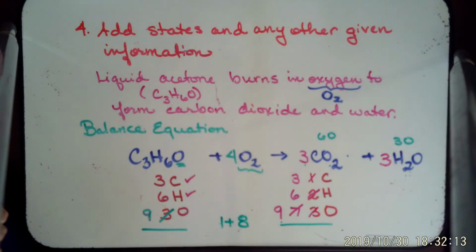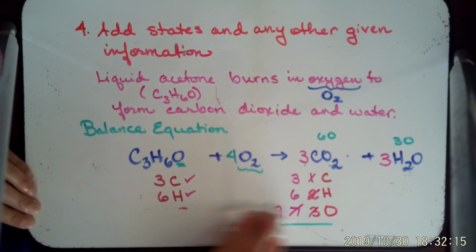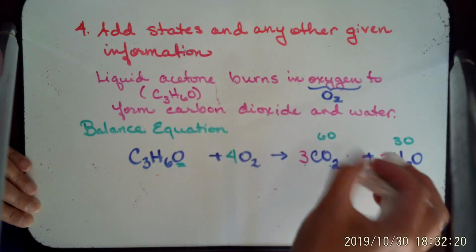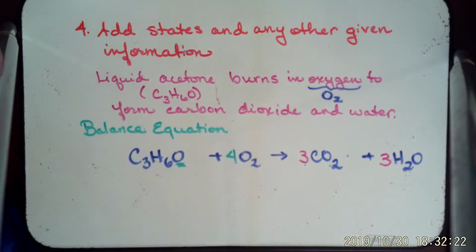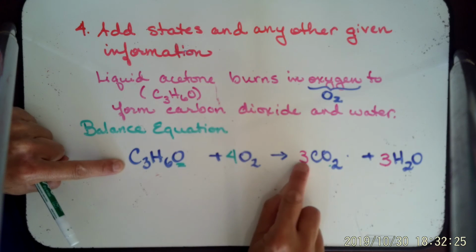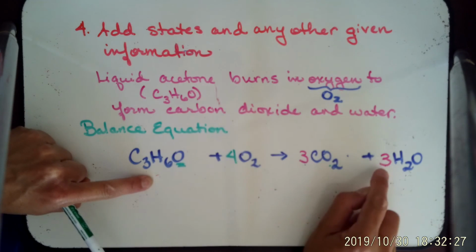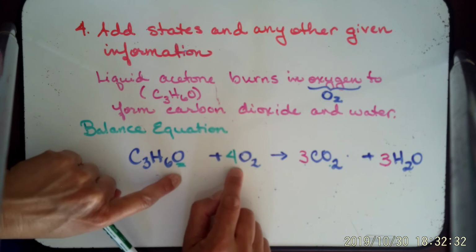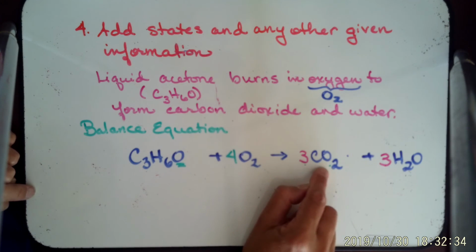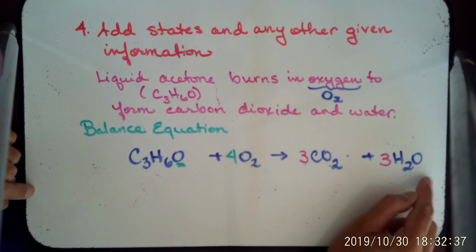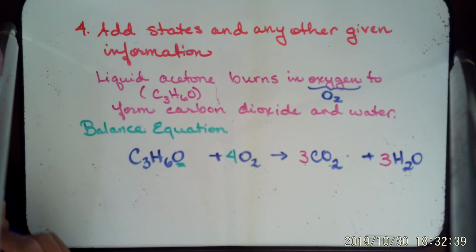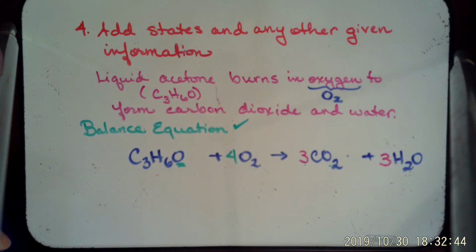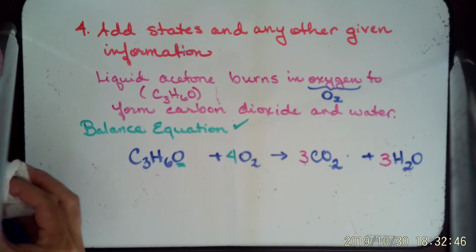Okay? So what you want to do is you can just go through and double check. Three carbons, 3 carbons. 6 hydrogens, 3 times 2 is 6 hydrogens. 1 plus 8 is 9 oxygens. 3 times 2 is 6. 3 times 1 is 3. So 6 plus 3, 9 oxygens. So it's balanced. Okay? So now we have to add any additional information.